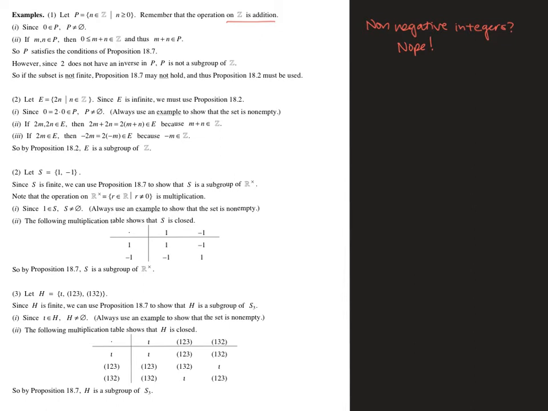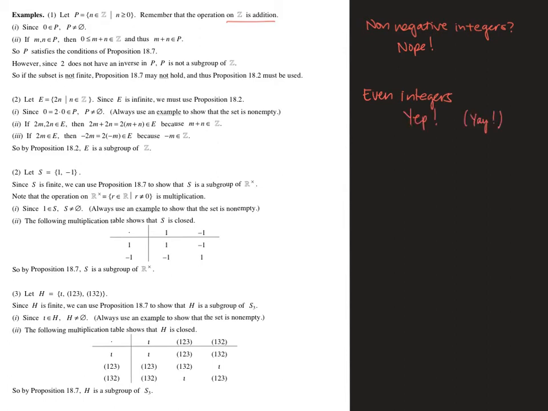Now let's look at the even integers. And again, the set of even integers is also infinite, so again, we're going to have to check for inverses, closure, and non-empty. Well, 0's in here because 0 is even, so that's not empty. The sum of even integers is still even, and so it's closed under addition. And the additive inverse of an even number is also even, so we've got additive inverses in here, and therefore the even integers form a subgroup of the integers.